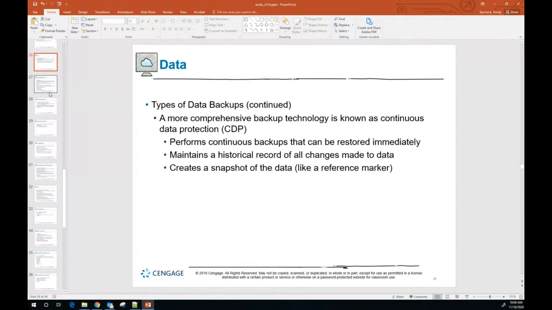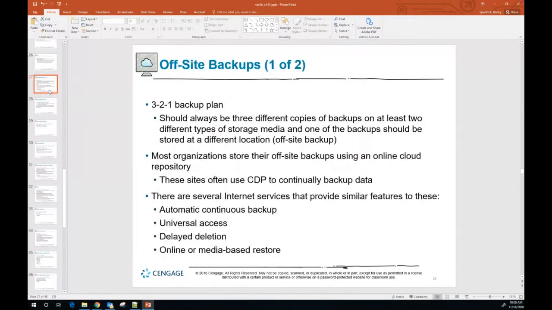We also have a more comprehensive backup technology. It's known as continuous data protection. What this does is it performs continuous backups that can be restored immediately. It also maintains a historical record of all changes made to the data and creates a snapshot of the data. So it's like a reference marker.